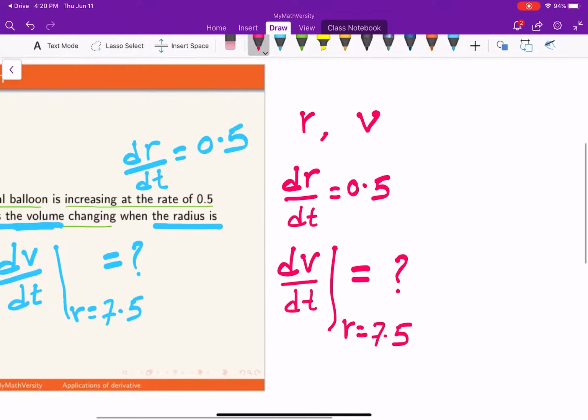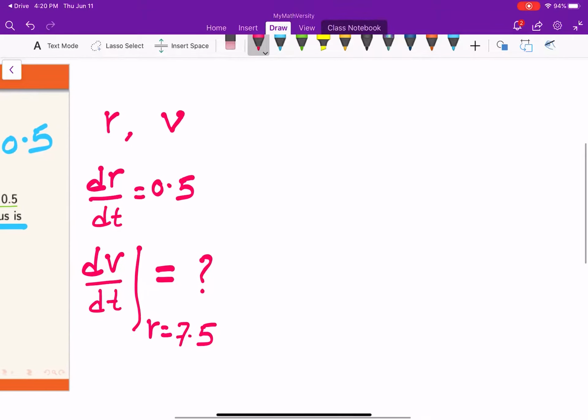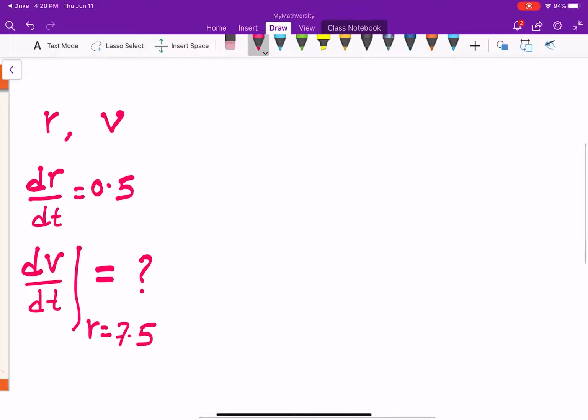Like always in a related rate problem, first we extract this information and then we work with the relationship that we have, or whatever information we are given. So how do we begin? In a related rate problem, we always need to first extract this information. Once we know what variables are involved, we need to find the relationship between the variables.